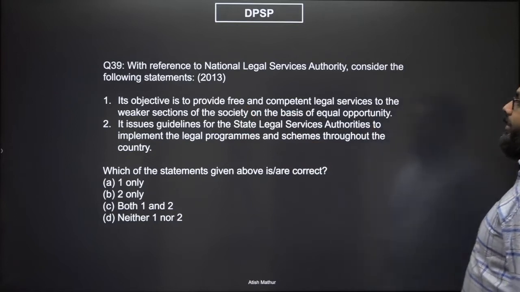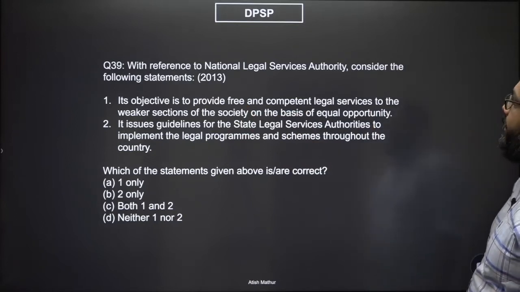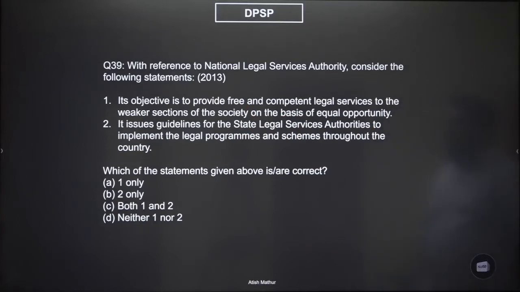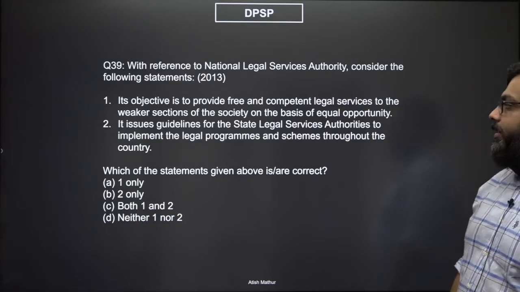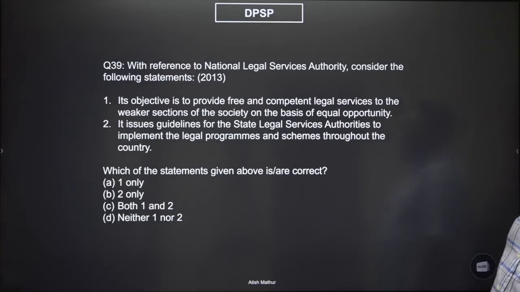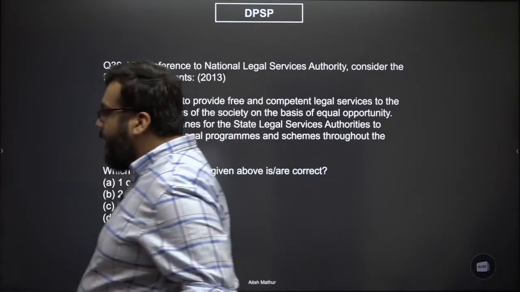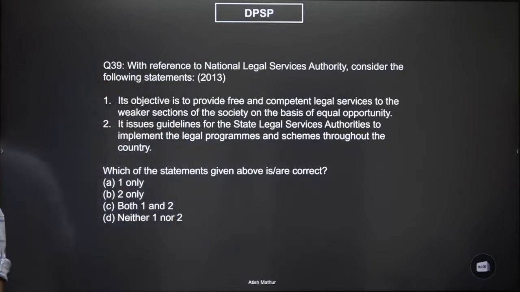With reference to the National Legal Services Authority, consider the following statements. 1. Its objective is to provide free and competent legal services to the weaker sections of society on the basis of equal opportunity. 2. It issues guidelines for the state legal service authorities to implement legal programs and schemes within the country. Now, I know we've done a question like this before where there was a question on what is the eligibility criteria, which is also why I keep telling you how important questions on past year papers are, right?